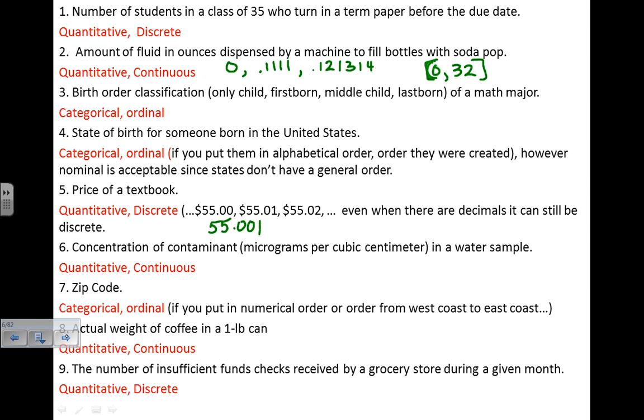And 9, the number of insufficient funds checks received by a grocery store. So again, you're counting. This is quantitative. However, this would be discrete. You could only have a set number of insufficient funds. You couldn't have 1.1 as a number of the checks.